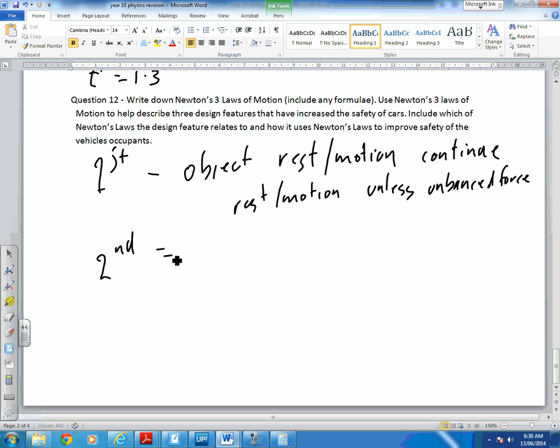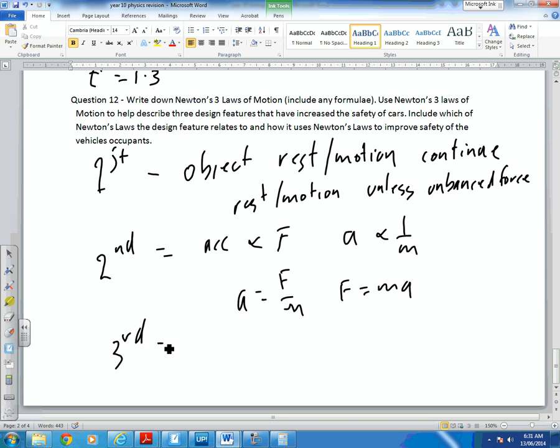Second law, acceleration proportional to force. Acceleration inversely proportional to mass. So A equals F on M, or F equals ma. Third law, equal and opposite. So every action has an equal and opposite reaction. So F1 equals negative F2. I push on the wall, the wall pushes back on me, unless I push with greater force. It's just going to hold me there.